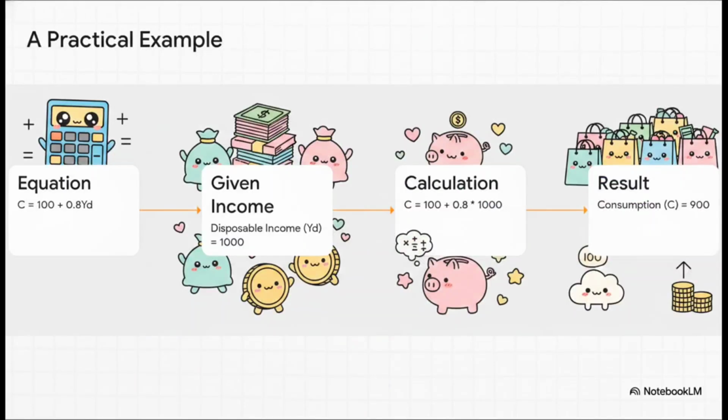You know what? Let's plug in some actual numbers to see how this works in the real world. Let's say your baseline A spending is 100, and your B, your MPC, is 0.8, meaning you spend 80 cents of every extra dollar. Well, if your disposable income, YD, is 1,000, you just do the math. Your total spending, C, comes out to 900. And what about the other 100? Simple, that's what you saved.